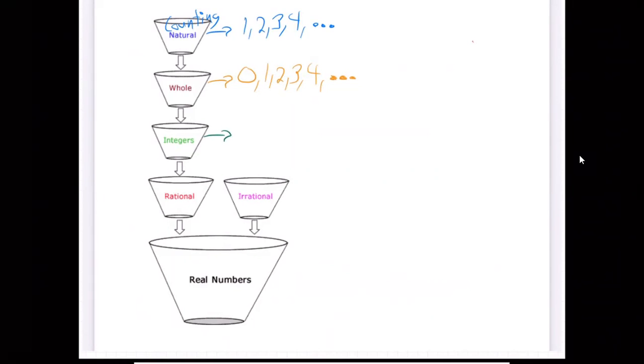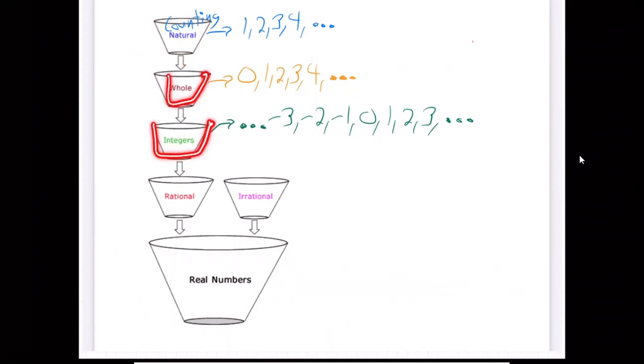Does anybody know what the integers are? Aren't they the numbers that are both positive and negative? There it is, exactly. Now we throw in the negatives: -3, -2, -1, 0, 1, 2, 3. So it goes forever, both directions. It includes the negatives. So do you see how these cups are fitting inside of each other? See how the natural numbers fit inside of the whole number cup, which fits inside of the integer cup, right? So integers include the whole numbers, which include the natural numbers.